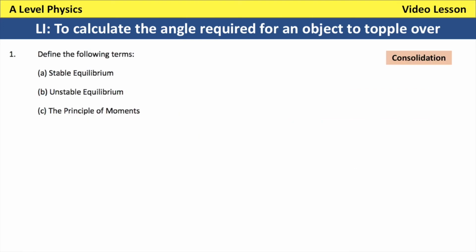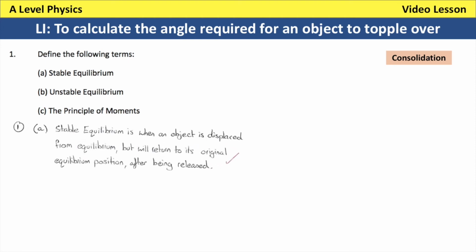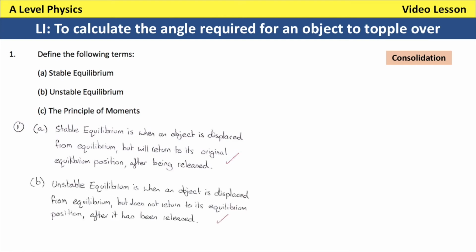So the first question on consolidation says, define the following terms: stable equilibrium, unstable equilibrium, and the principle of moments. So A and B come from earlier in today's lesson. Stable equilibrium is when an object is displaced from equilibrium but will return to its original equilibrium position after being released. Unstable equilibrium is the polar opposite. It is when an object is displaced from equilibrium but it won't return to equilibrium position after it has been released. Now, the principle of moments we established a couple of lessons ago, that states that in equilibrium, the sum of the clockwise moments must equal the sum of the anti-clockwise moments.